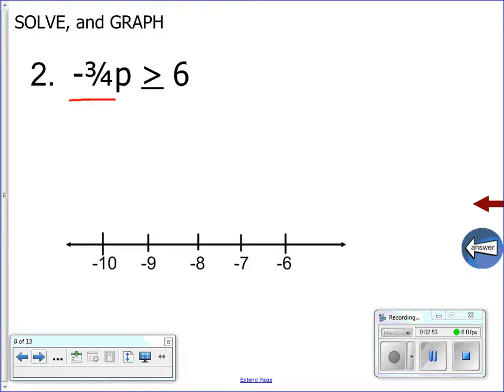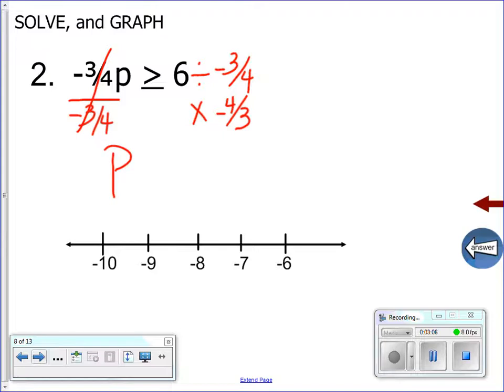In this one, we're going to divide by -3/4 on both sides. And dividing by -3/4 is the same as multiplying by -4/3. This becomes 1. And did you hear me say divide by negative? If we divide by negative, the inequality gets reversed, and this is -8. So again, my circle is closed, and my arrow is going left.